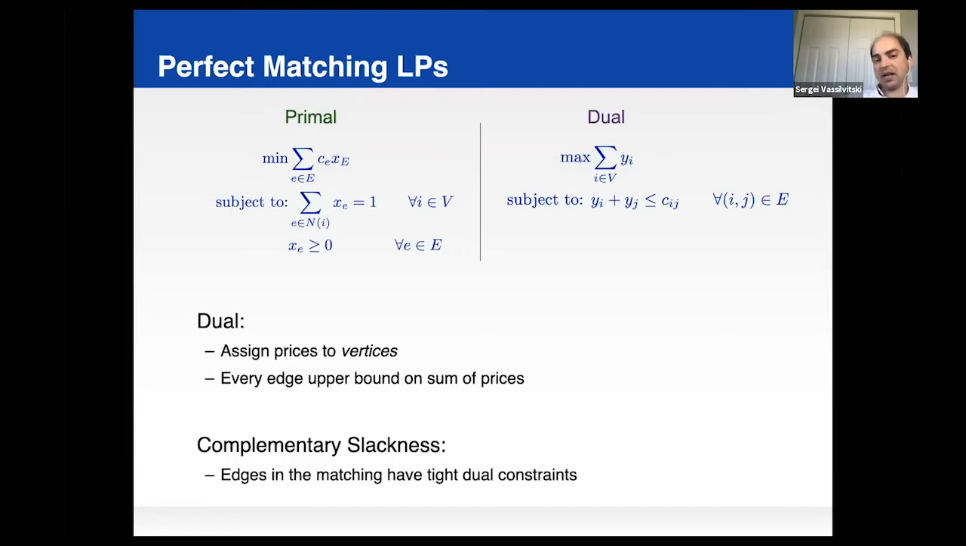And let's recall complementary slackness for optimality. What is this going to tell us? That edges in the matching have a tight dual constraint. So for the edges that are actually present in the matching, the sum of the shadow prices is going to exactly equal the cost of the edge.